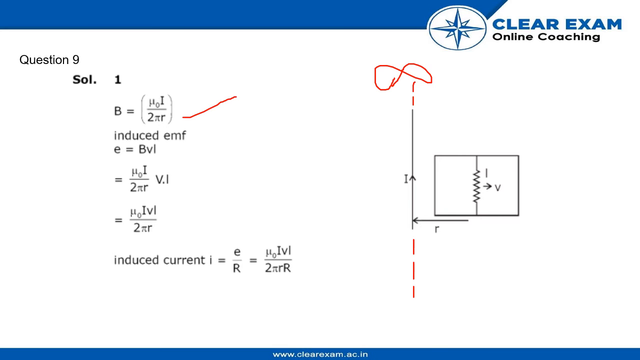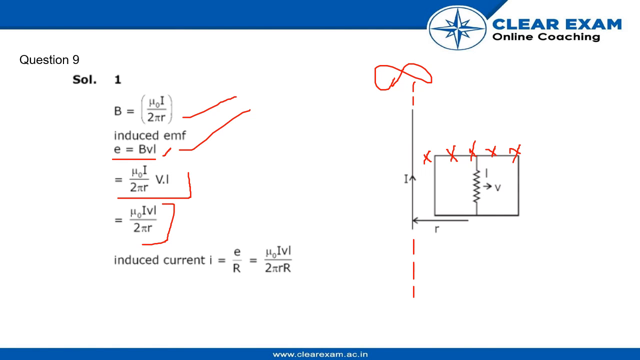So because the magnetic field is going to be on the plane, an EMF is induced in it and the value of the EMF is BVL. So from this, E equals BVL, we get mu naught I by 2 pi r multiplied by V times L. Okay, so after simplifying it, we get E equals mu naught I V L divided by 2 pi r.